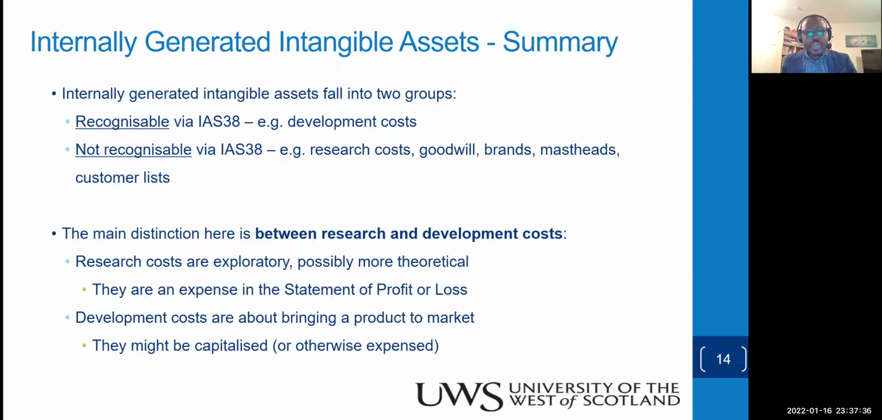Okay. So they fall into two groups: the ones we recognize and the ones we do not recognize. Okay. Under IAS 38, we recognize development cost. But under IAS 38, we don't recognize research cost. Goodwill stands alone under IFRS 3. Brands are not recognized, customer lists are not recognized, and mastheads are not recognized.